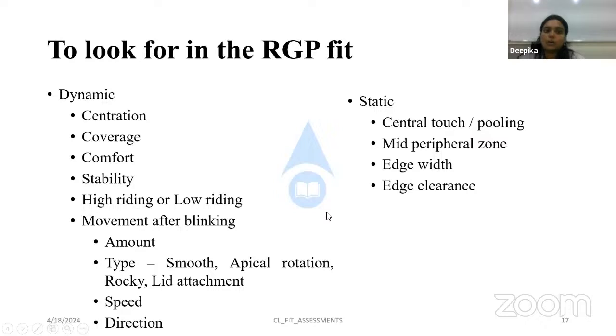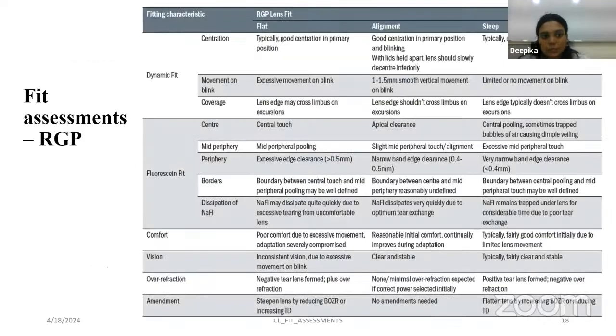To look for an RGP fit, dynamic: centration, coverage, comfort, stability, high riding or low riding, movement after blinking, which is amount, then type, smooth apical rotation or rocky lid attachment, speed and direction is seen, along with static: central touch, central clearing, mid periphery zone, edge width and edge clearance, all are seen. This is the first assessment of RGP.